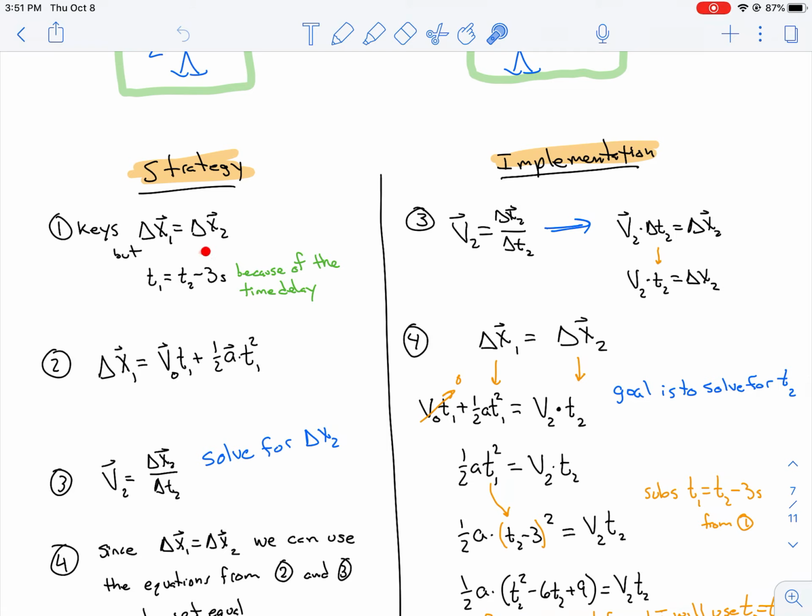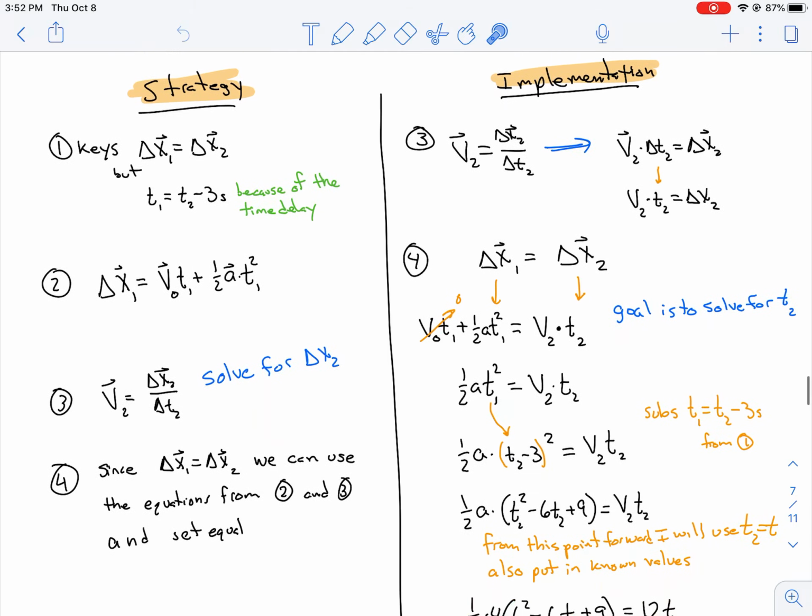We know they're going to both travel the same displacement, or the same distance, but the important thing to remember is that the time for the first guy is going to be 3 seconds less than the second skater. That's because this guy has a 3-second delay, so we have to subtract 3 seconds off of this guy who's moving longer. The rest of the approach is very similar in both ways that I'm going to show you.